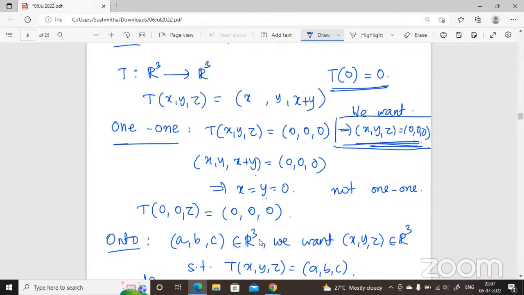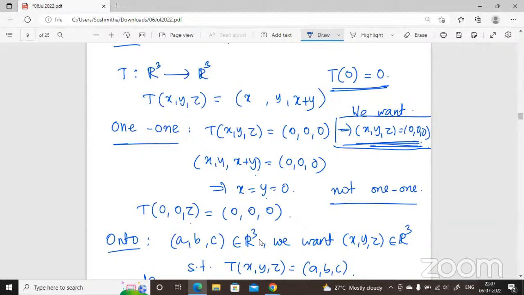So can you find a non-zero vector which goes to 0? Say it is 1, 2, and 3. No, 1, 2, 3 actually goes to 1, 2, 3. Okay, by chance it is. Say 0, 0, 3. Where does 0, 0, 3 go? It goes to 0, 0, 0. So there is a non-zero vector which goes to the 0 vector. So it is not 1-to-1.